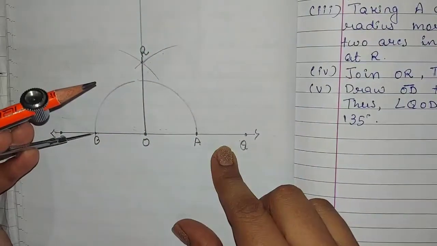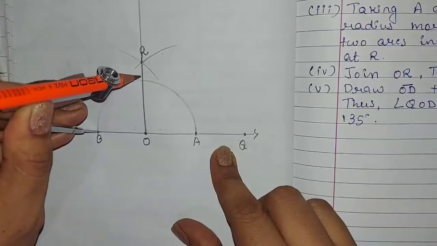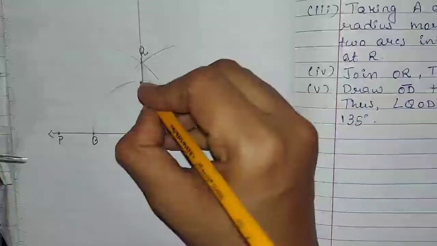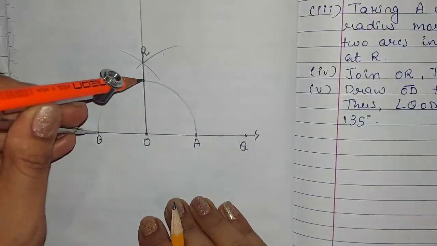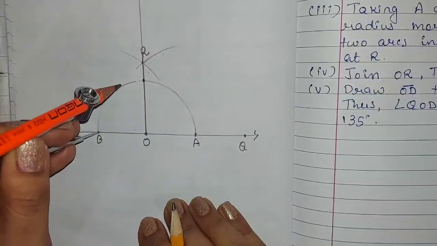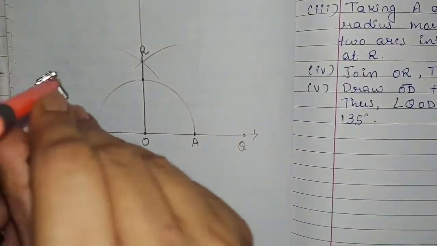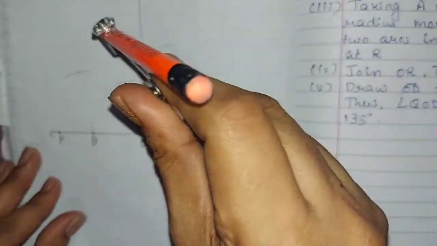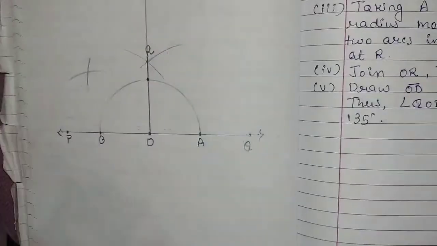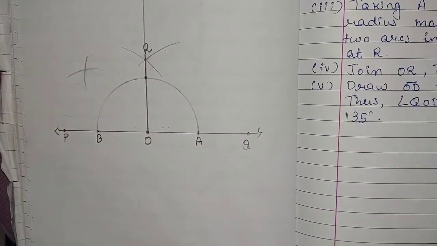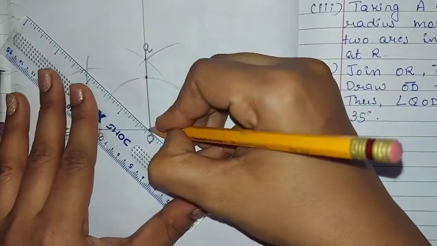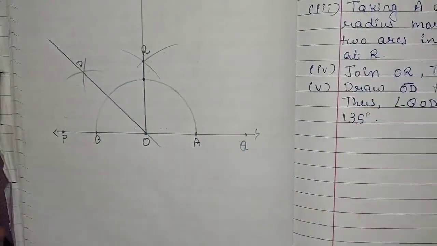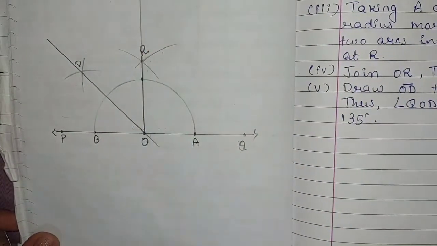So if we want to bisect angle POR, with B as a center and this point where the arc intersects at R, we will take more than half radius, and then with B as a center let us mark one arc, and with this point let us mark another arc. Now students, we will join this arc with O and label it D. So here we have drawn the bisector of POR.